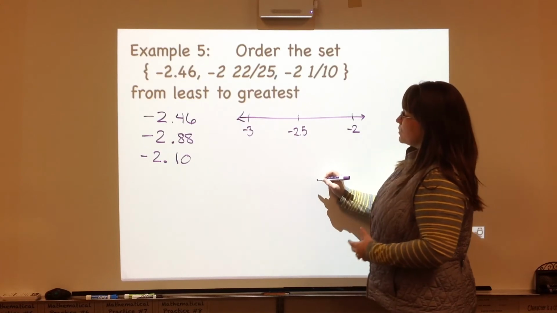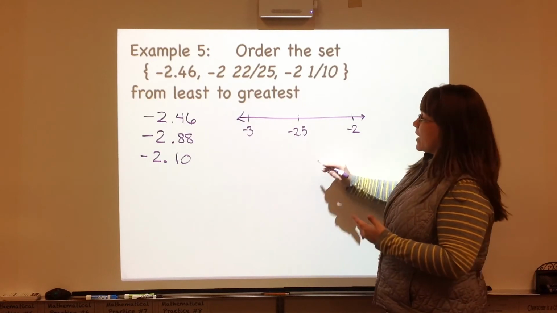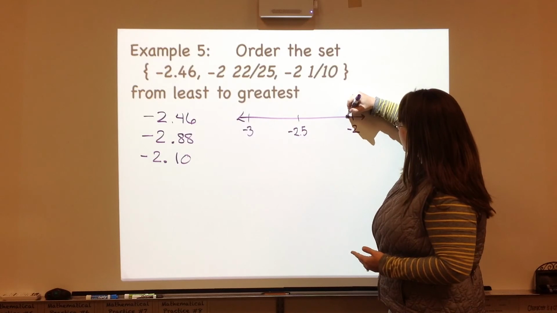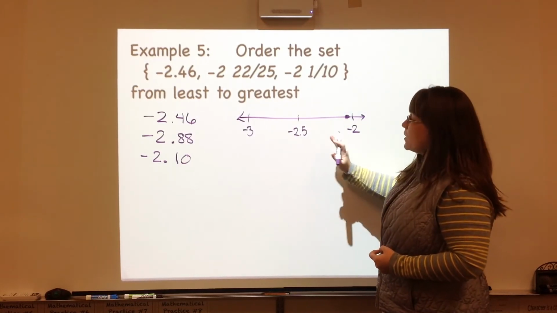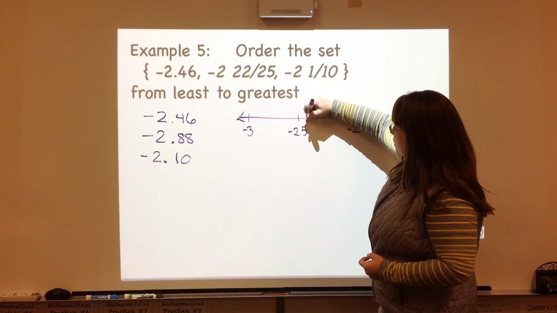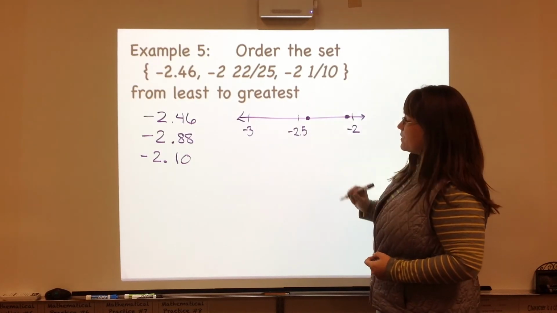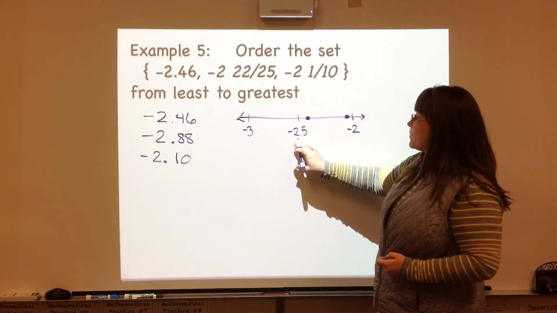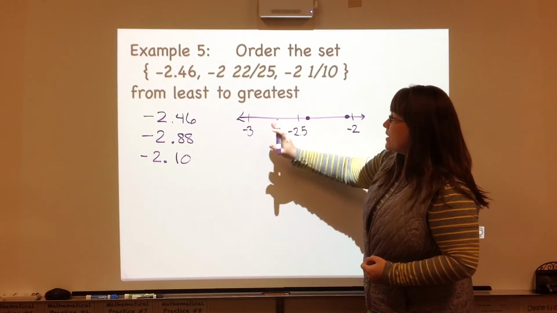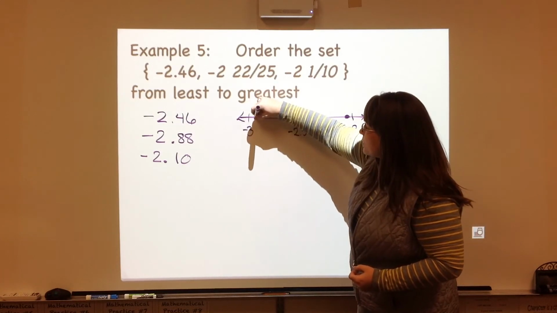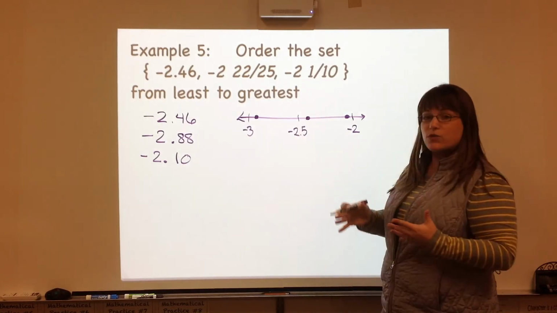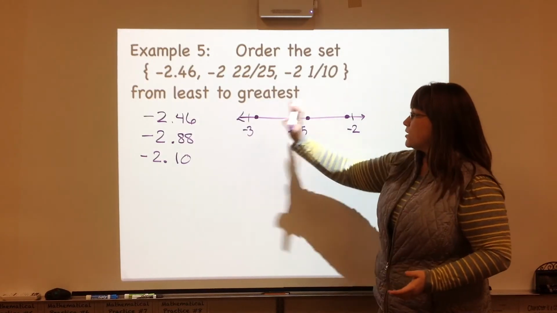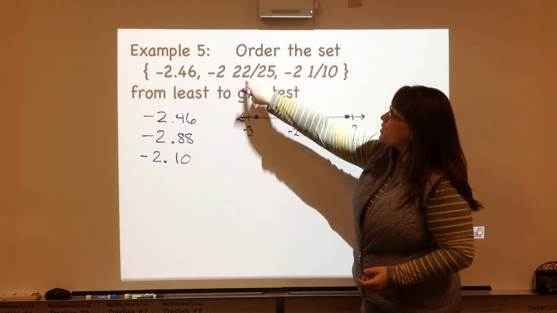And now we can begin to put our numbers in. -2.1 is going to be very close, but a little bit beyond -2. -2.46 is going to be closer to -2.5, but a little bit before it. And -2.88 is going to be almost close to that -3. So visually now we know which one is smallest. It's the -2.88, which was our mixed number.